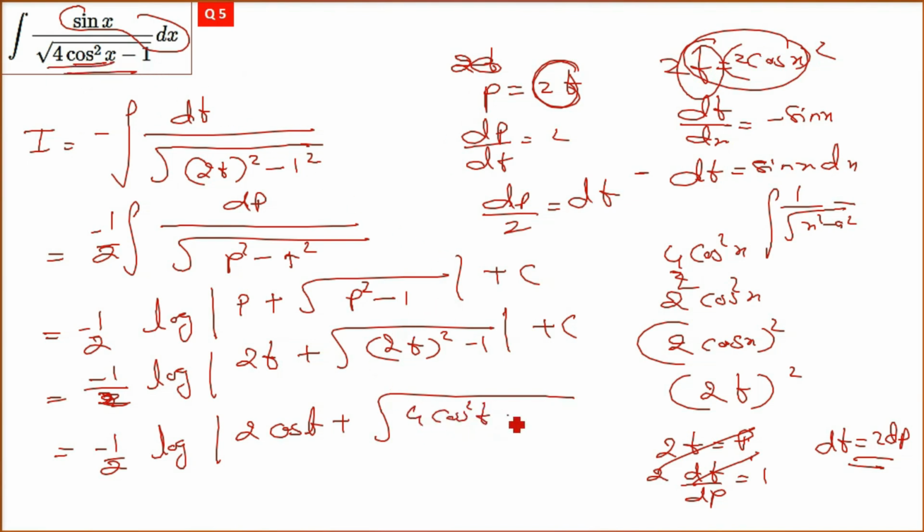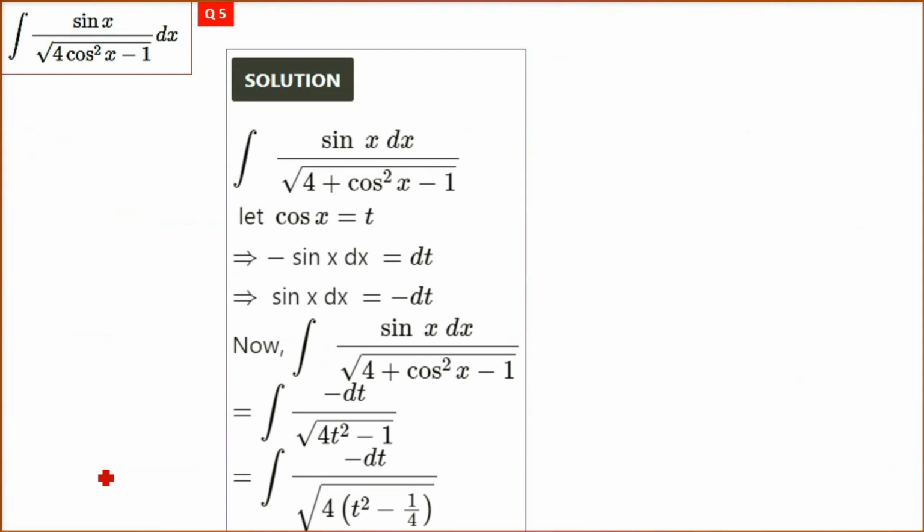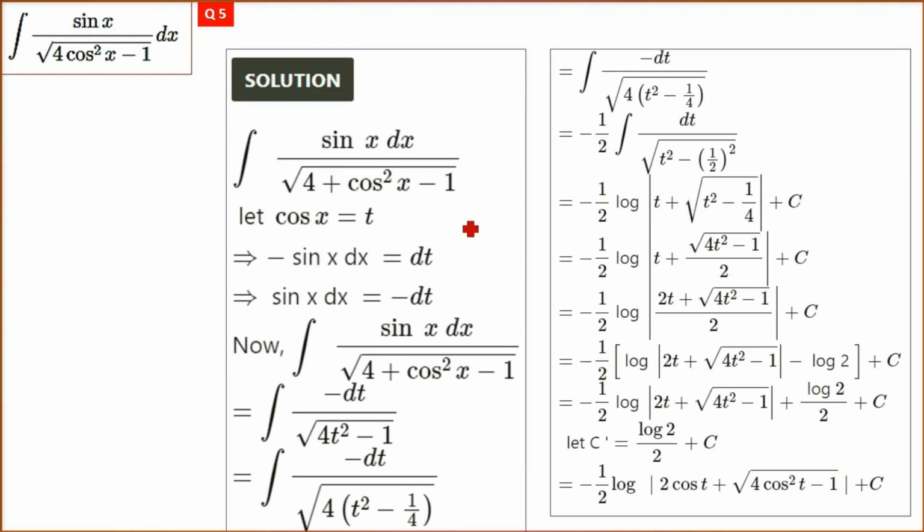4 cos square x minus 1. So let me just change it to x now. This will be under root 4 cos square x minus 1 plus constant of integration. So this is your final answer. I solved it in a different way, but there can be other ways also. So this is another way to solve it.